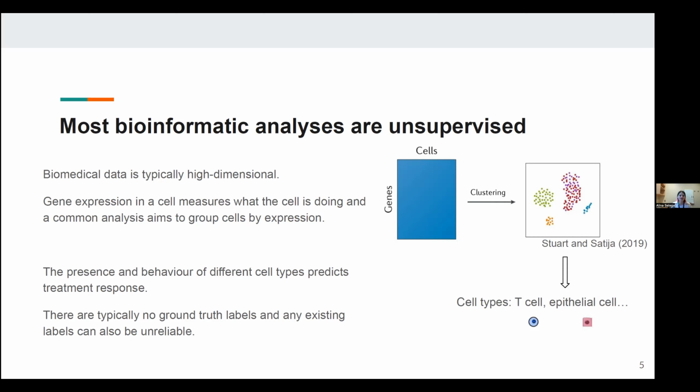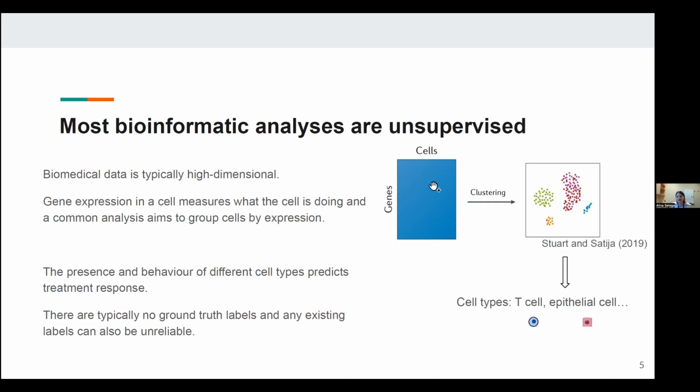When we measure gene expression in many cells, a common analysis for this type of data aims to group cells by their expression profiles. So we end up with a data matrix, where on the rows we have genes, and we can have something like 20,000 genes. That is a typical number if we subset to protein genes. And then on the columns we have cells, and we can have thousands or hundreds of thousands of cells, or maybe even more, depending on what kind of data set we're working with.